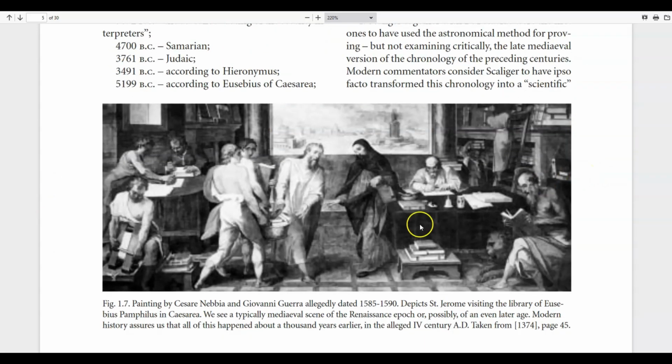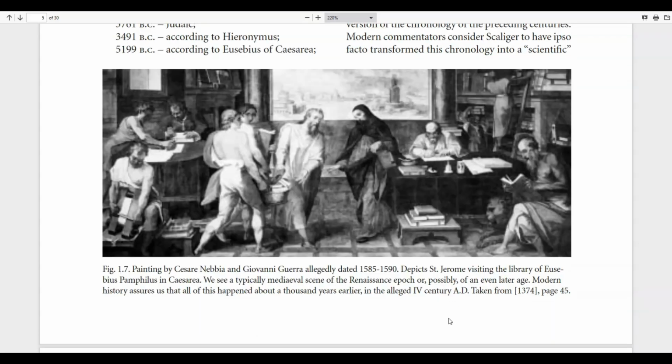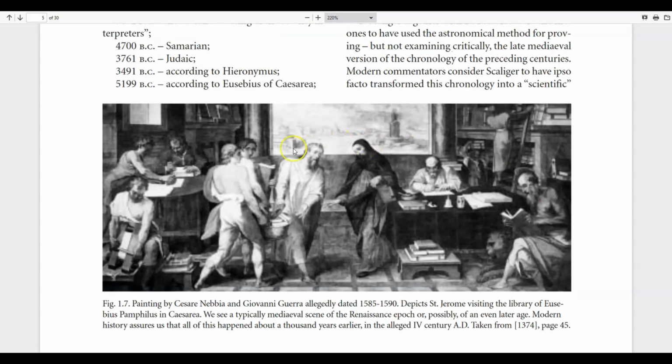Down here we have a picture. This is the painting by Cesare Nebbia and Giovanni Guerra, dated 1585 to 1590, and it depicts Saint Jerome visiting the library of Eusebius Pamphilus in Caesarea. And as you can see, it looks like a very medieval scene of the Renaissance epoch, as they say. You can see all the types of books they're reading abound, all the types of things, and just the dress looks very much like what we would call Renaissance.